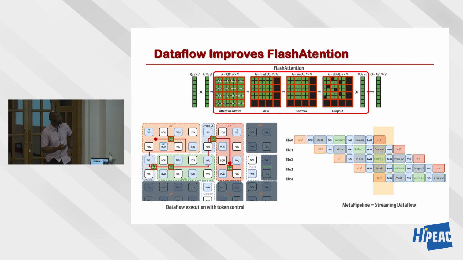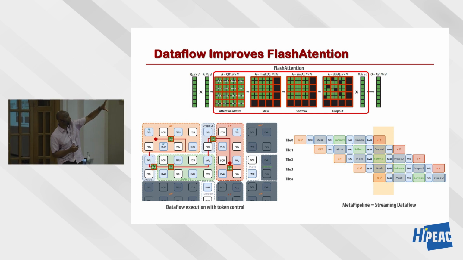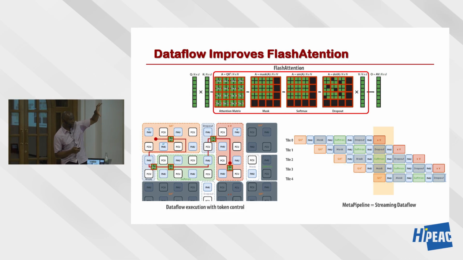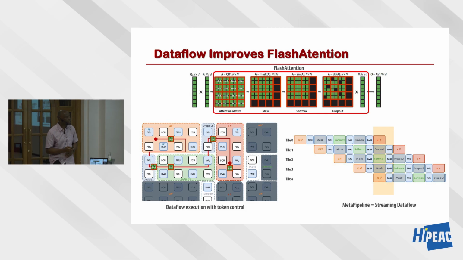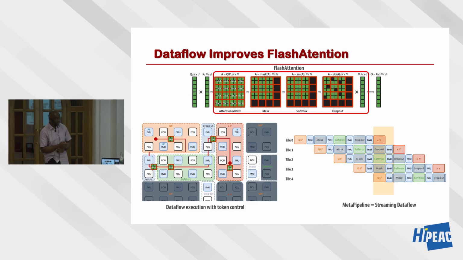So you can improve FlashAttention, right? So you can take the FlashAttention, and not only can you do the fusion and tiling, but you can also do the pipelining, right? So that you now can get multiple operations going on at the same time. And this is called meta pipelining or streaming data flow. That gives you even added performance and keeps all the elements of the chip active all the time.